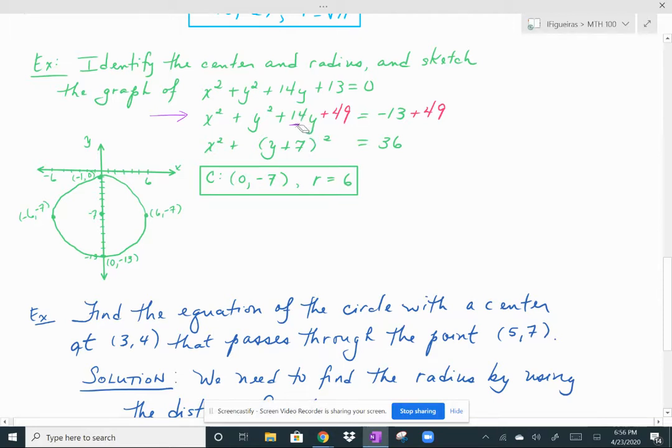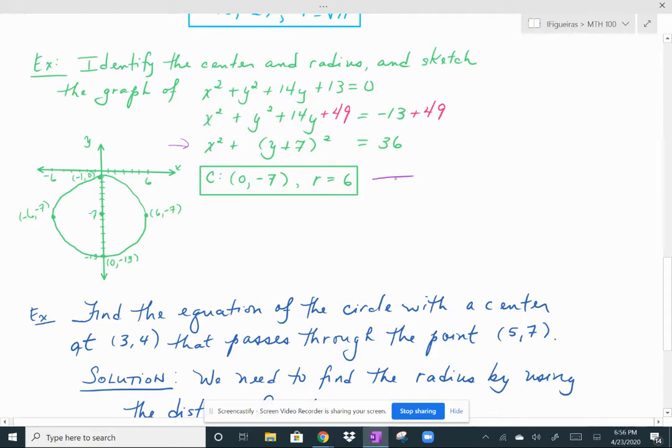So the x is fine, the x squared is fine, just copy that down, but you want to factor the perfect square trinomial of y squared plus 14y plus 49. That's y plus 7 times y plus 7, which is y plus 7 squared. And on the right side, negative 13 plus 49 is 36.